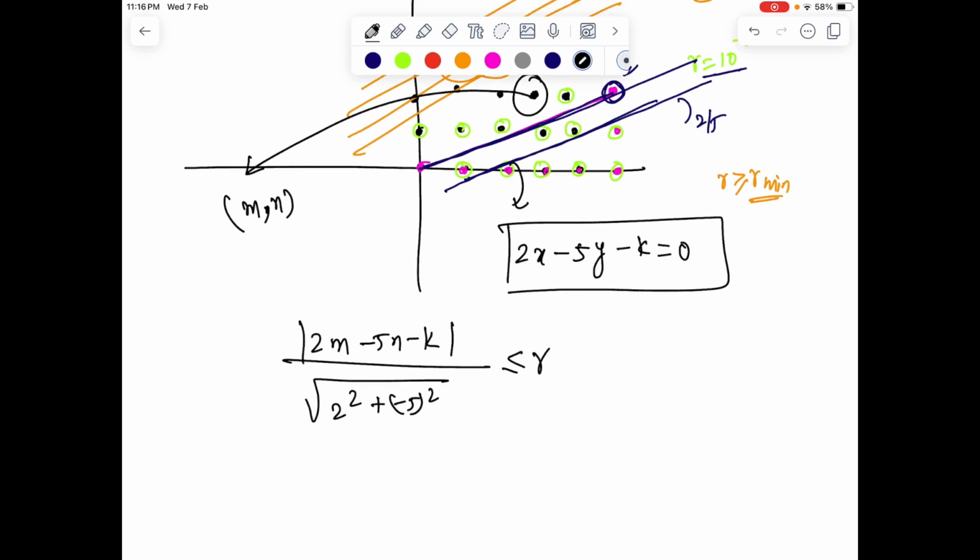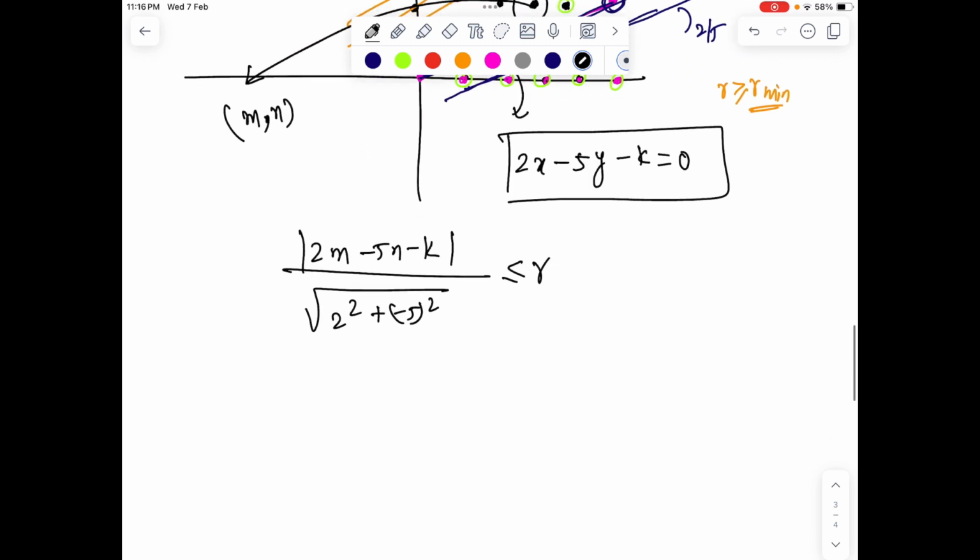In fact, that should be less than or equal to r, right? Less than or equal to r. So if the distance of a point from the line is less than or equal to r, definitely it's going to cut it. In the special case, it will be tangential. And this simply reduces to |2m minus 5n minus k| is less than or equal to root 29 r.